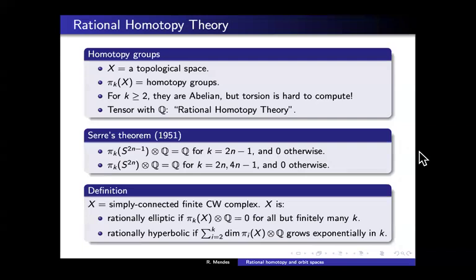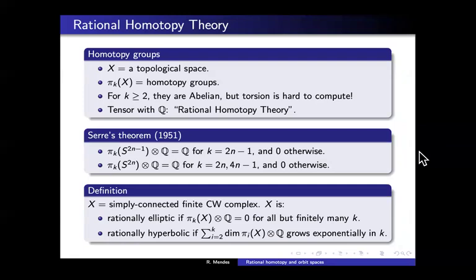So we define such a space to be rationally elliptic if you look at its rational homotopy groups and they are zero after a certain point. So they're only non-zero for a finite number of values of k. And you define rationally hyperbolic to mean that the dimensions of the rational homotopy groups, when you add them up to k, grow exponentially in k.